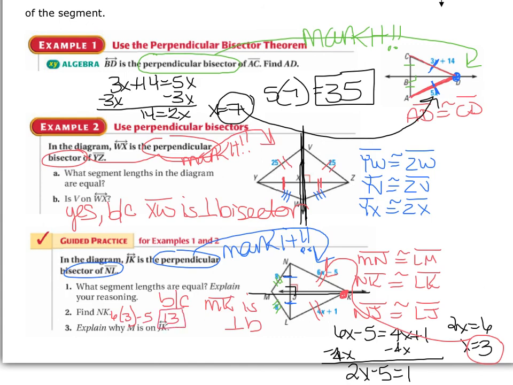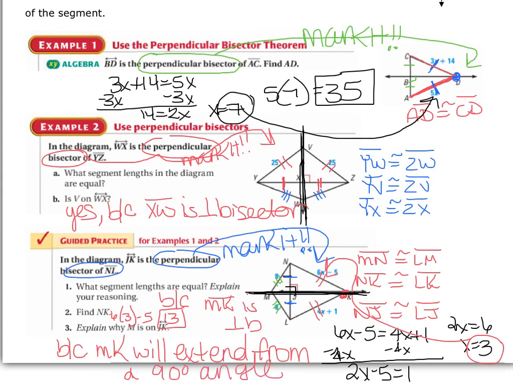Now explain why M is on JK. So I kind of briefly described it over here, but basically M is going to be on that line because that line is crossing right through here at 90 degrees. So it's going to keep going in the exact same direction it is. It's not going to tilt up any or tilt down any. It's going to go straight through it. And it is because MK will extend from a 90-degree angle. All right, good job.